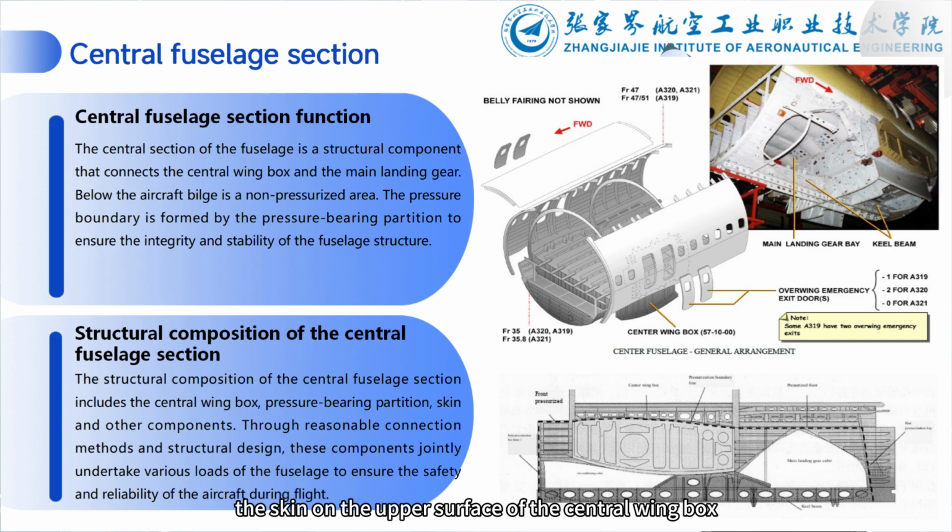The skin on the upper surface of the central wing box and the pressure seal of the wing box extension above the main landing gear compartment together form the lower boundary of the cabin pressure. The front and rear boundaries of the cabin pressure are formed by a pressure-bearing partition, that is the aforementioned pressure-bearing partition located at the front of the central wing box and the rear of the main landing gear compartment. Under the central fuselage section, below the bilge, is a non-pressurized area.